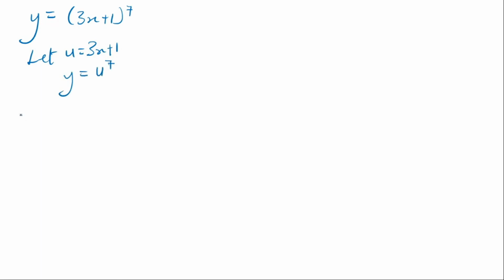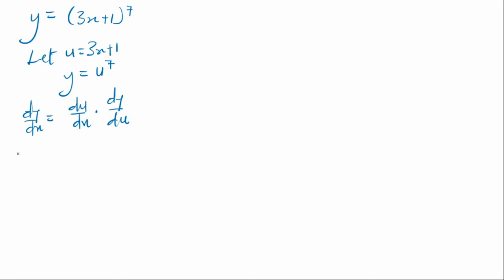So the second example is y equals 3x plus 1 raised to the power 7. So we know how this goes. We said let u be the function over here, that is 3x plus 1, and then that means our y is now u raised to the power 7. Then we know the chain rule says dy/dx is equal to du/dx multiplied by dy/du.